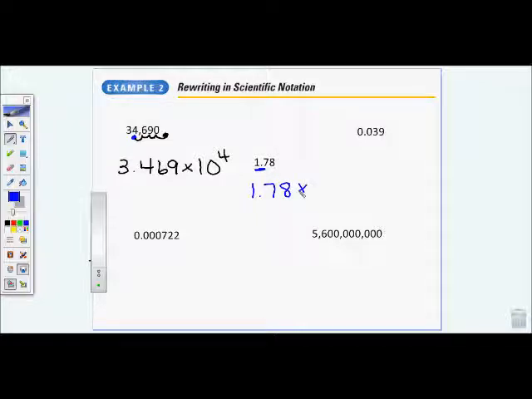And that's going to be times, and we want it times 1. We don't want anything to change with that one. So to say it times 1 in scientific notation would be times 10 to the 0 power, because 10 to the 0 power equals 1.